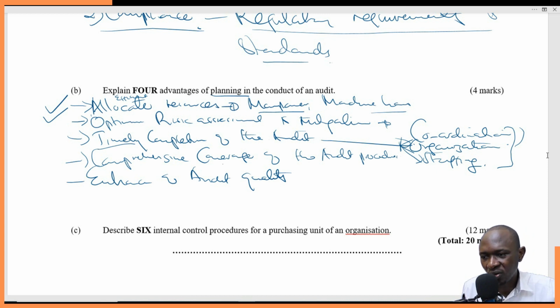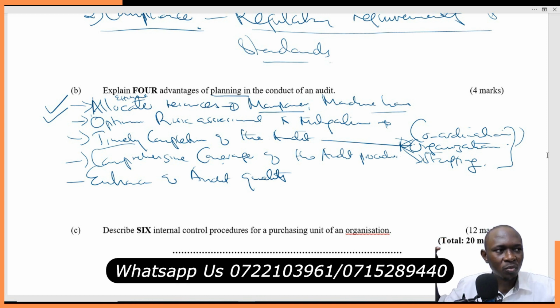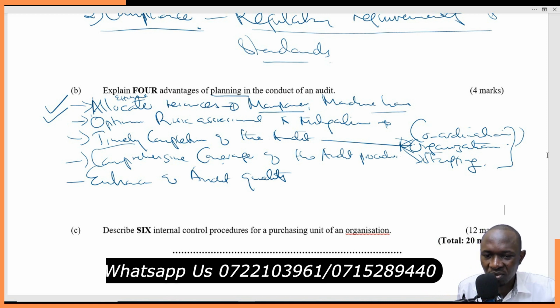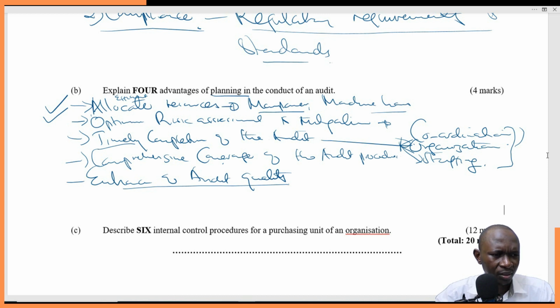Comprehensive coverage of the audit procedures because of the clear identification of the tasks and activities, and then assigning the responsible persons for all these tasks and responsibilities. And finally, it enhances the audit quality since it will ensure that the auditors have a clear understanding of the client's operations, risks, and the entire audit work.